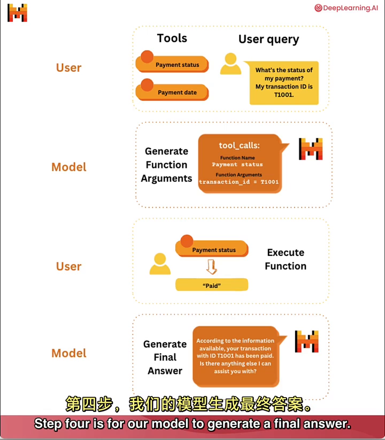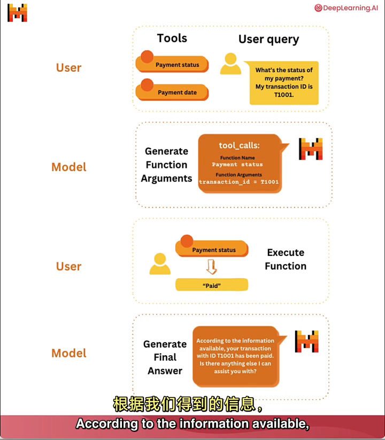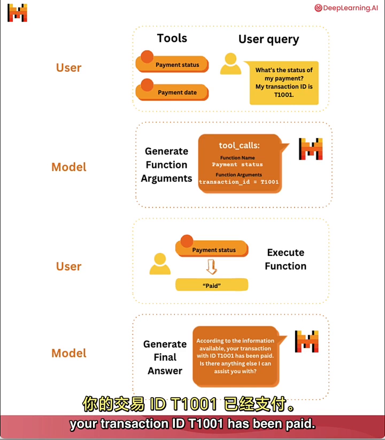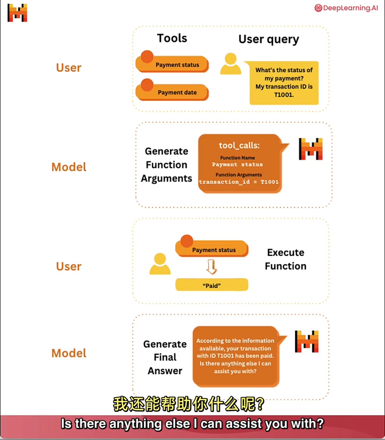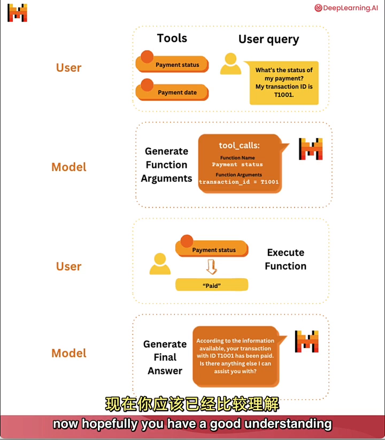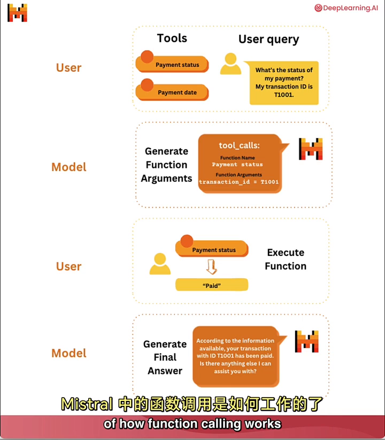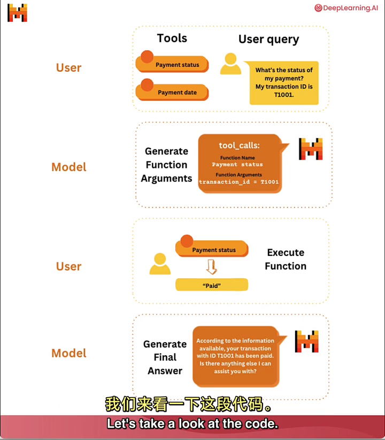Step 4 is for a model to generate a final answer. According to the information available, your transaction ID T1001 has been paid. Is there anything else I can assist you with? Okay, now hopefully you have a good understanding of how function calling works with Mistral. Let's take a look at the code.